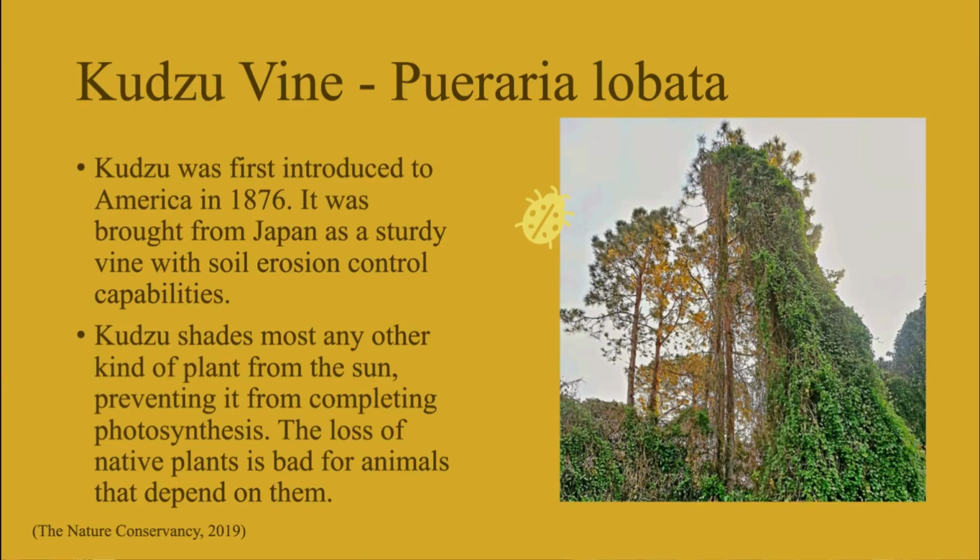The kudzu vine. This is personally something that I see everywhere. It was first introduced into America in 1876. It was brought from Japan as a sturdy vine, and it had soil erosion control capabilities, and people liked it, and they planted it everywhere. But the kudzu vine shades every other kind of plant from the sun, preventing photosynthesis, and it's killing the habitats of many animals that depend on them.